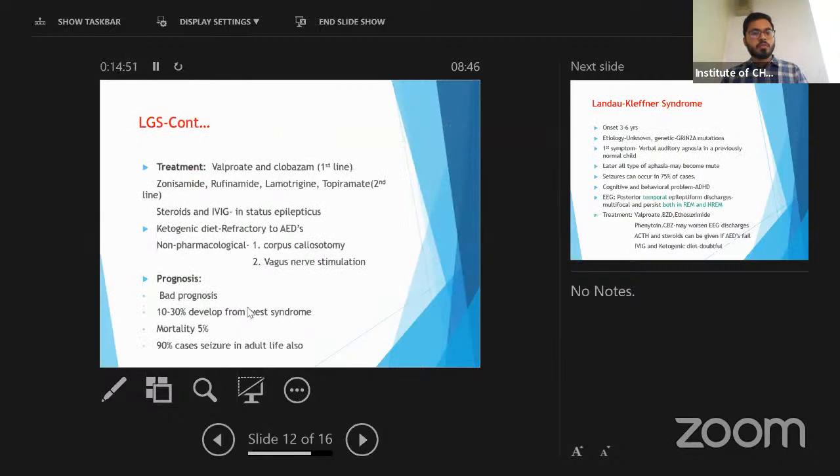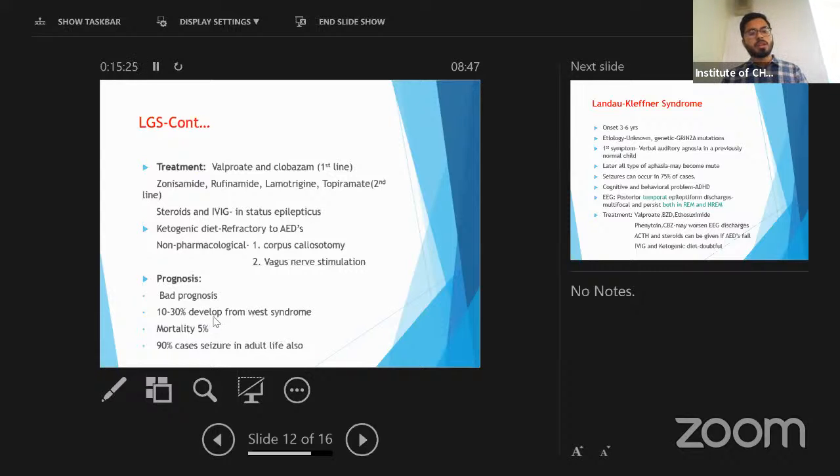In treatment, we can go for valproate and clobazam, which are the first line drugs. Then we can add zonisamide, rufinamide, lamotrigine, and topiramate. Steroid and IVIG can be given in case of status epilepticus. Ketogenic diet is beneficial in those refractory to conventional AEDs. And if the pharmacological therapies fail, then we can go for corpus callosotomy or vagus nerve stimulation.